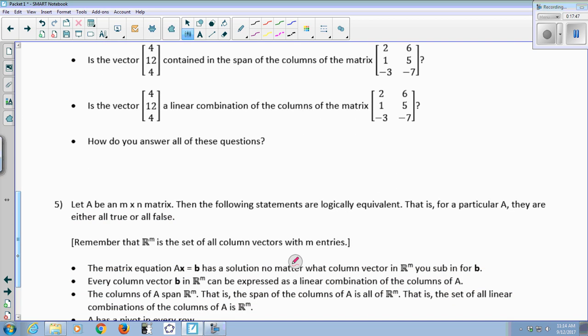A couple more. Is it a linear combination of the columns? And the way you would answer all of these is to row reduce the augmented matrix that's associated with all of those equations.